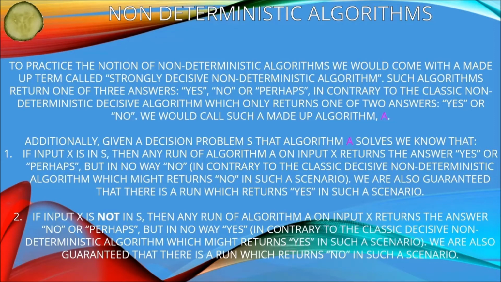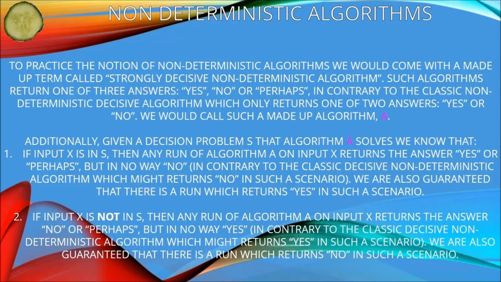Additionally, given a decision problem S that algorithm A solves, we know that: 1. If input X is in S, then any run of algorithm A on input X returns the answer yes or perhaps, but in no way does it return no, in contrast to the classic decisive non-deterministic algorithm, which might return no in such a scenario. We are also guaranteed that there is a run which returns yes in such a scenario.